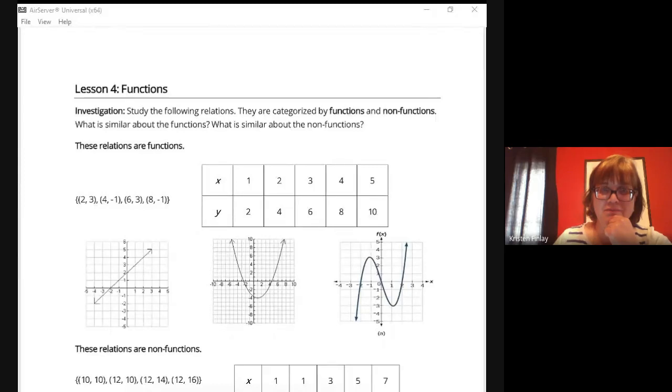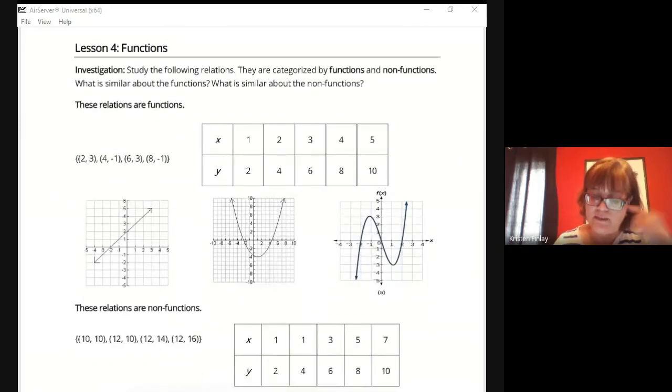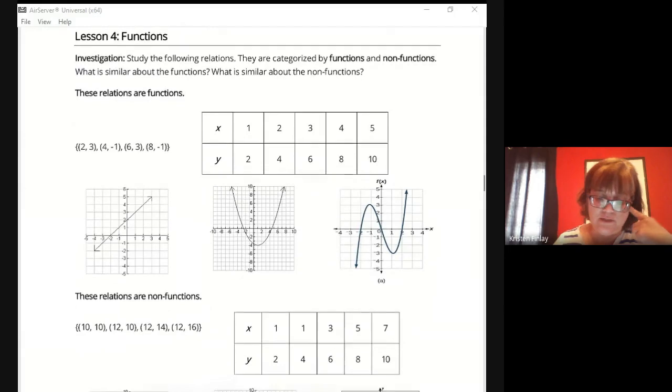Hi everyone, we're doing lesson 4 in relations and functions. So lesson 4 is talking about functions. We're looking here on our screen. We're studying the following relations. They're categorized by functions and non-functions. So let's look at the functions.